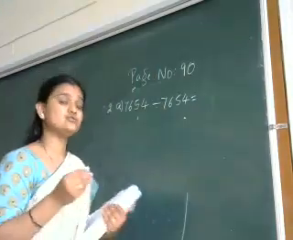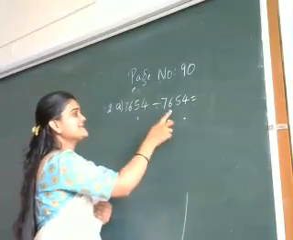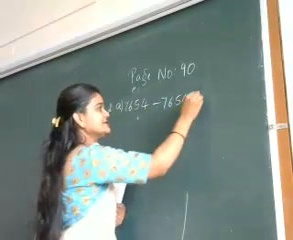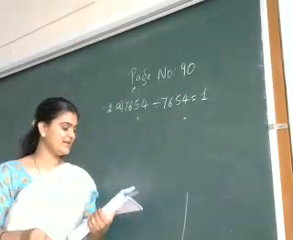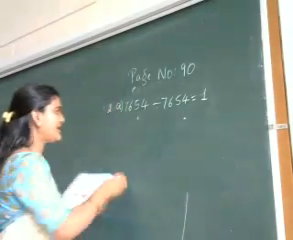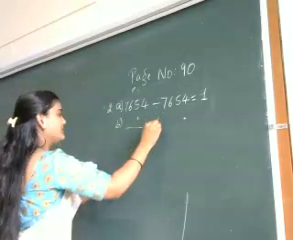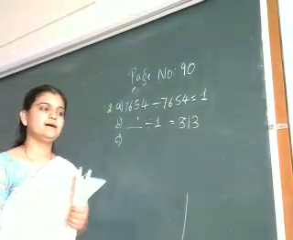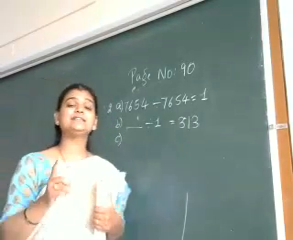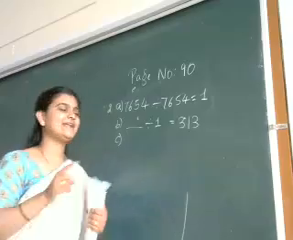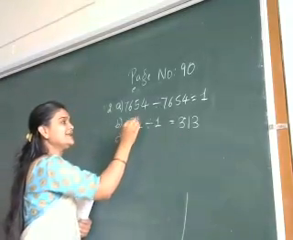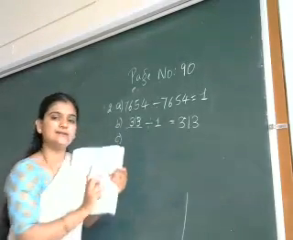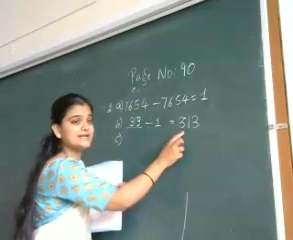Those who have not done it or those who have done it also, please pay attention. Dividing a number by itself, see here the answer is 1. Next one, B1. Dash divided by 1 is equal to 313. What is the answer? 313. Yes, the same number should be there, then only it is possible. See, 313, if you divide it by 1, you will get 313. Dividing a number by 1 gives the number itself.